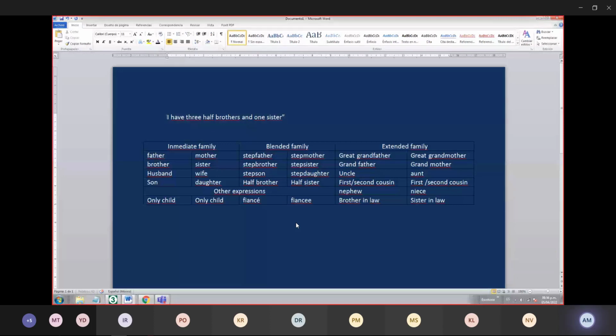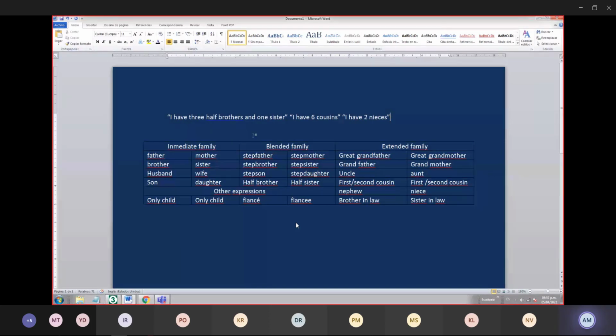That is my sentence, okay? And this is information from me, okay? I have 3 half brothers and 1 sister. I can also add, I have 6 cousins. And I have 2 nieces, okay?